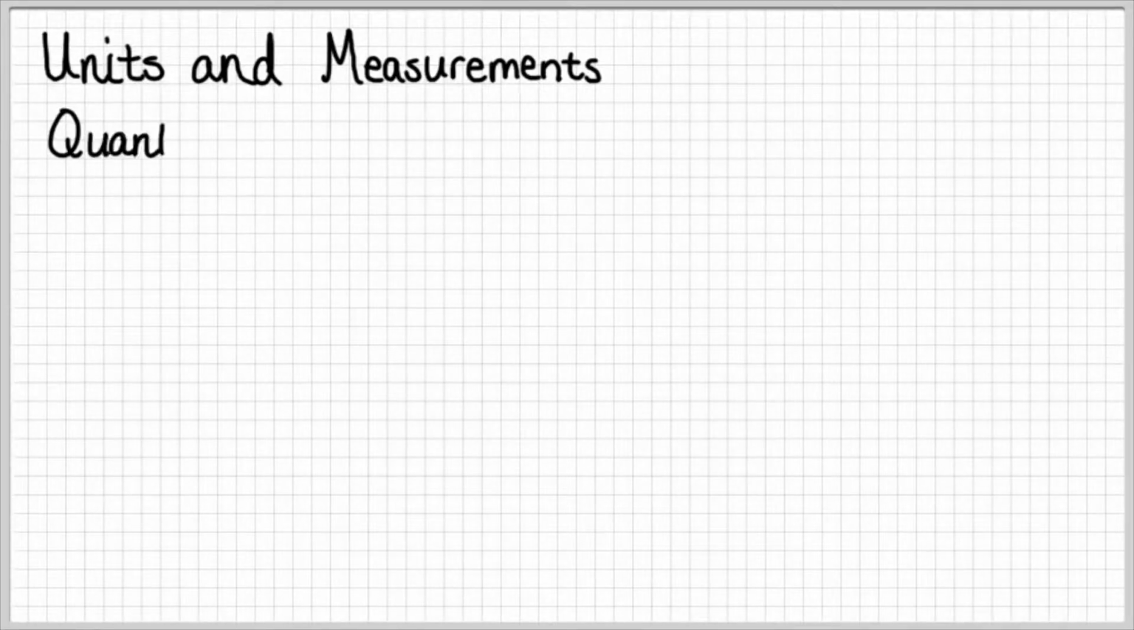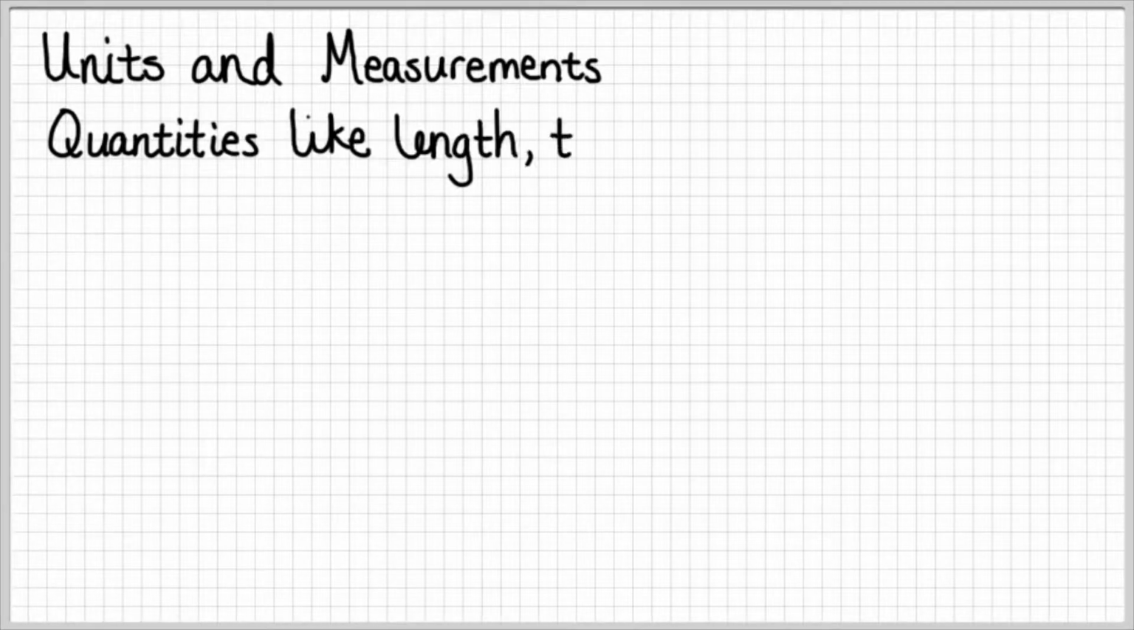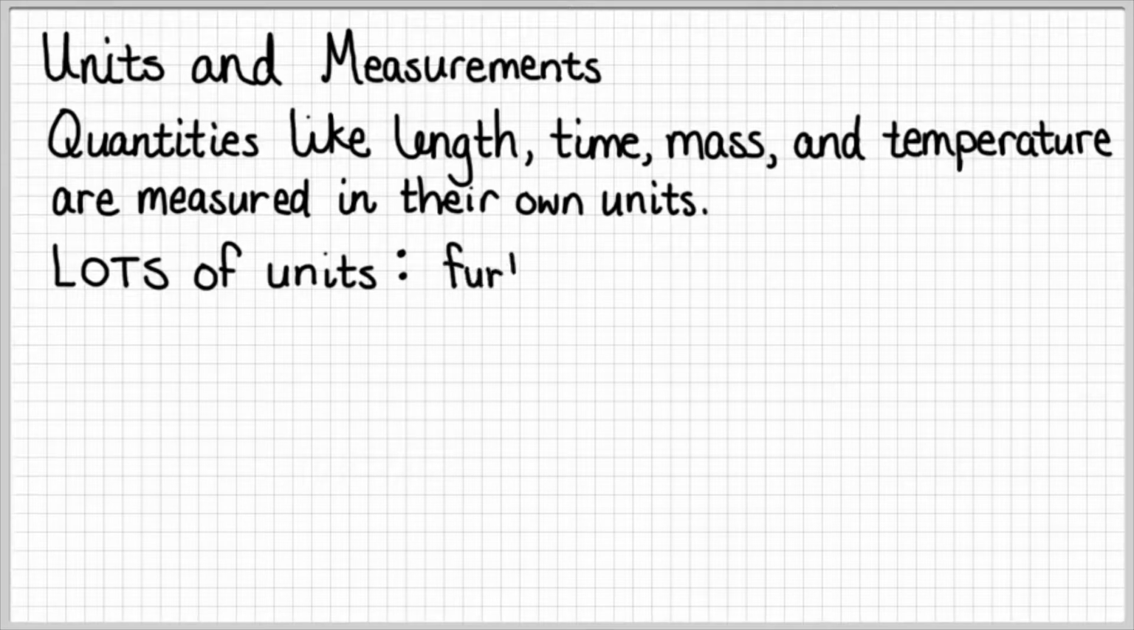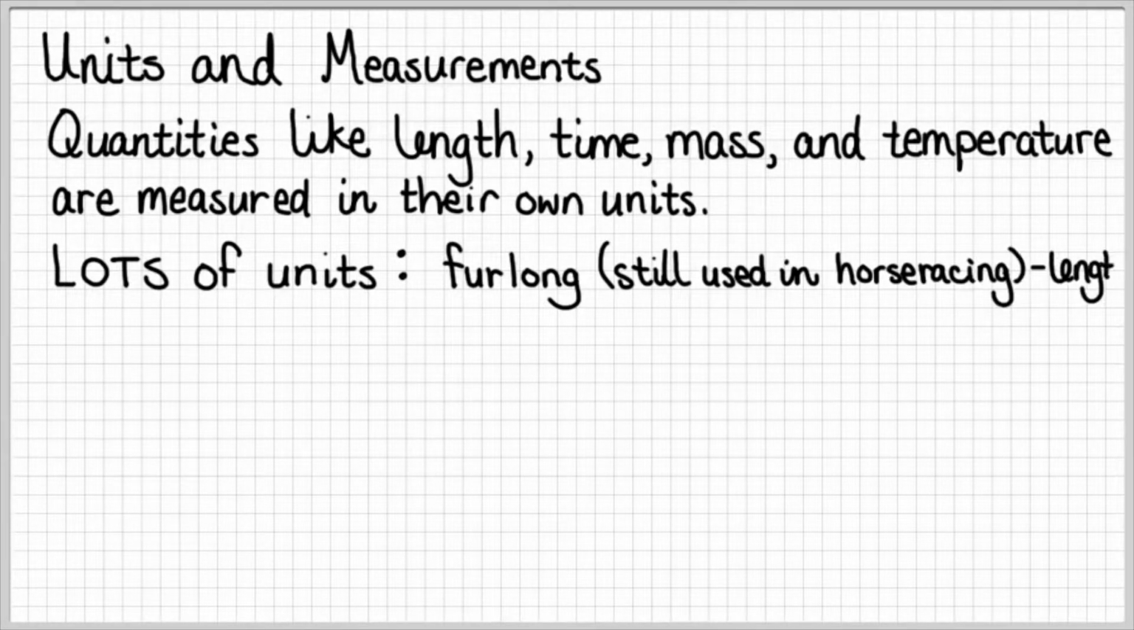In physics, we measure quantities such as length, time, mass, and temperature, and each quantity measured has its own units. There are lots of different types of units. If you view this on YouTube, in the description below, I'll link to a few videos with unique units, many of which are no longer in use. But there are a few examples of somewhat strange units that are still in use.